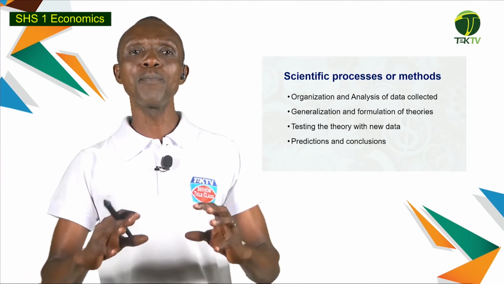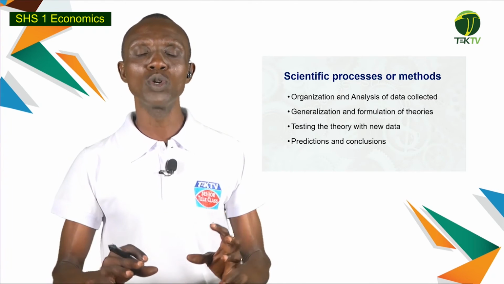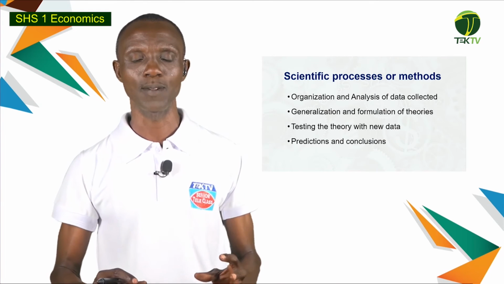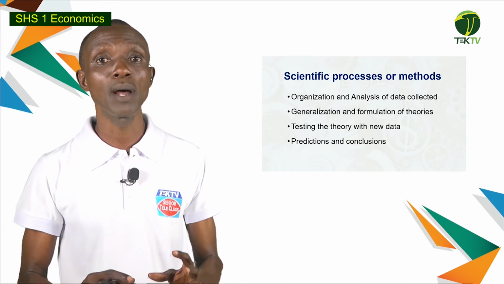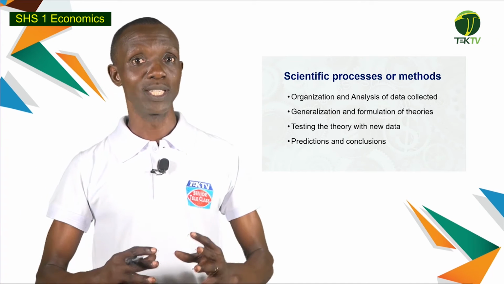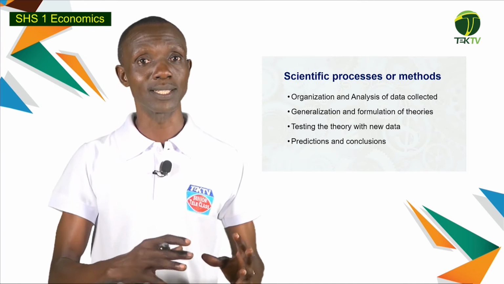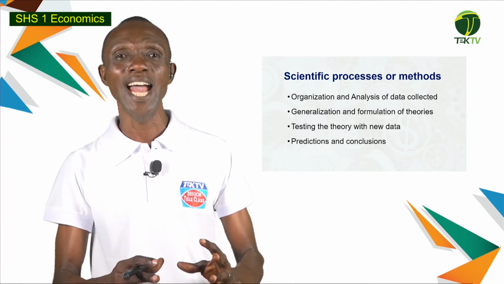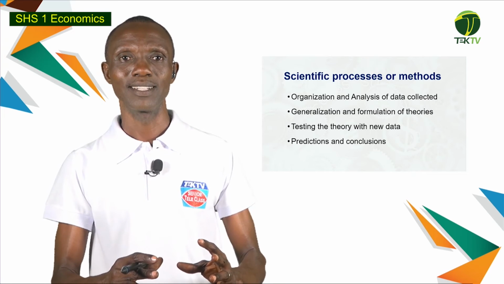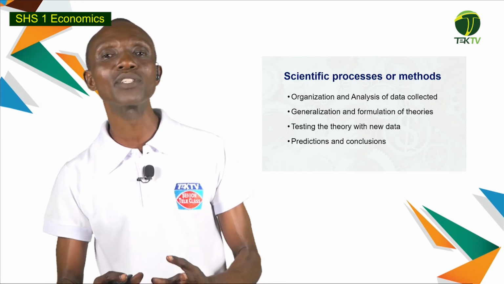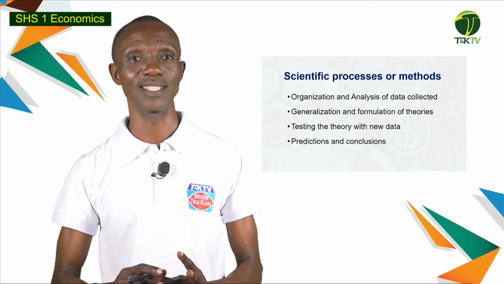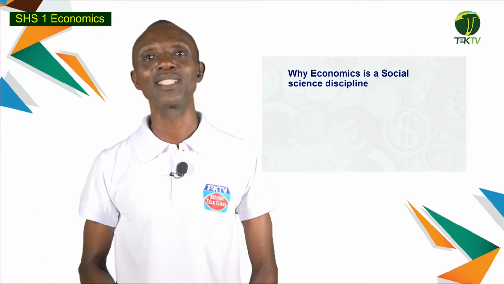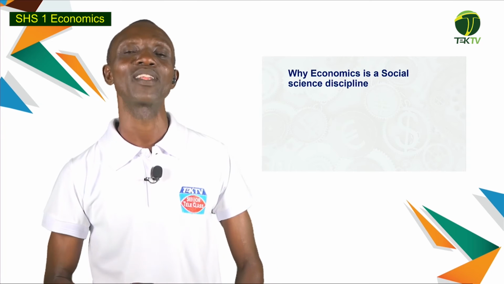So the whole world becomes the laboratory within which economic investigations are conducted. And therefore, because human behavior cannot be predicted, we say economics, though it's a science, it is not like physics, chemistry, biology, which are exact sciences, but economics is a soft or social science. Good. Now, let's look at why economics is a social science discipline.